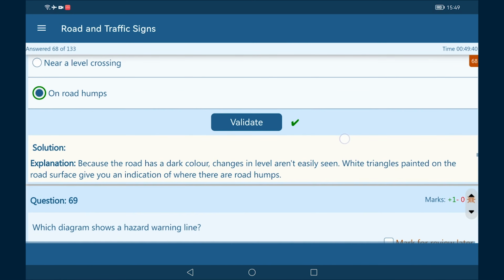Explanation. Because the road has a dark color, changes in level aren't easily seen. White triangles painted on the road surface give you an indication of where there are road humps.